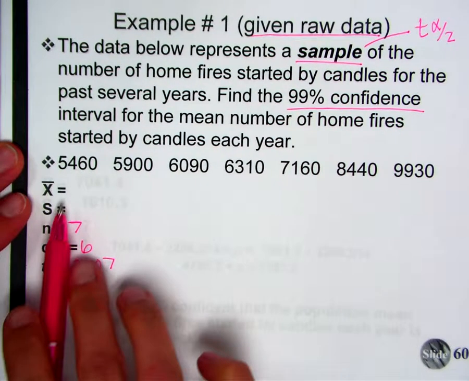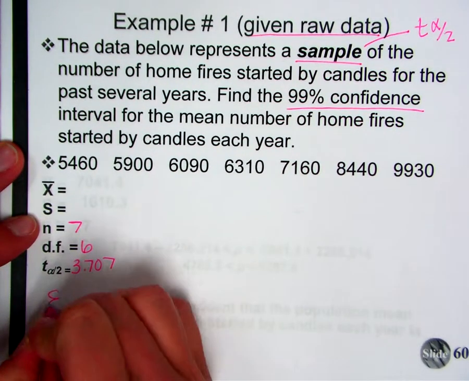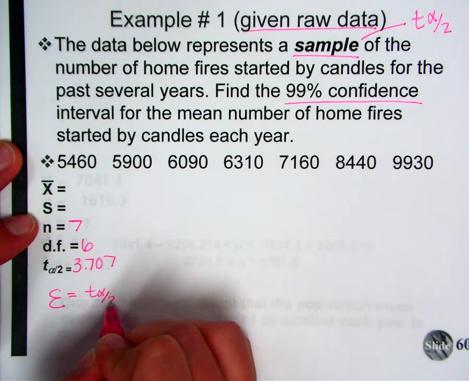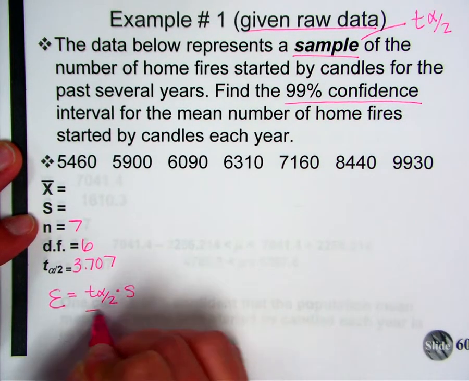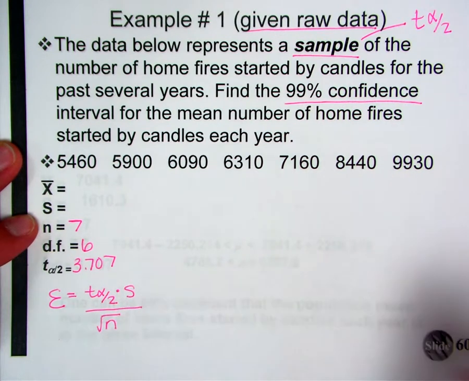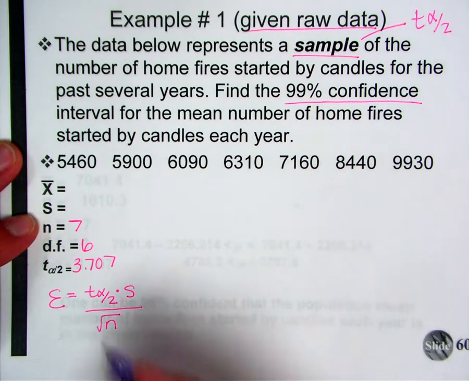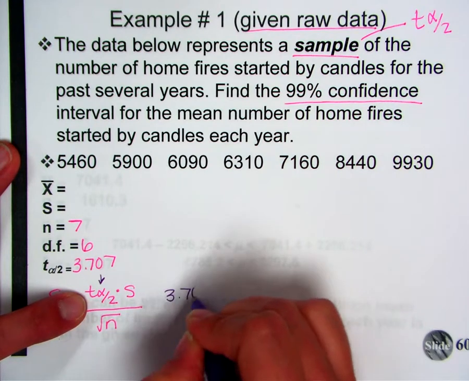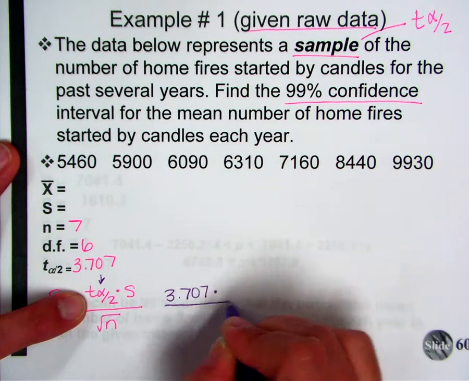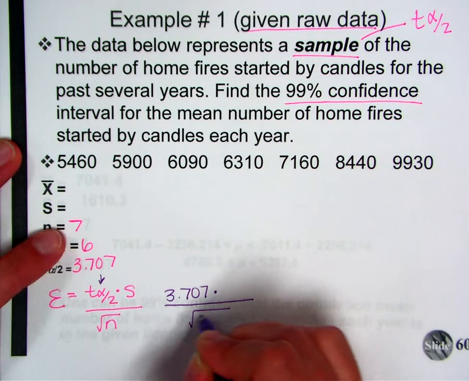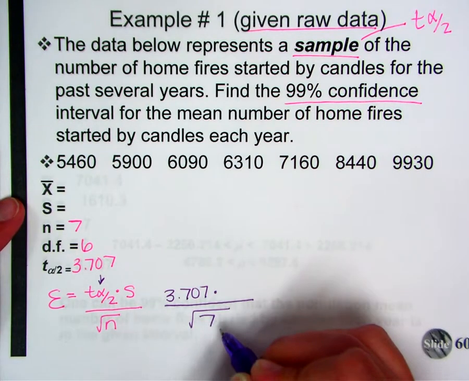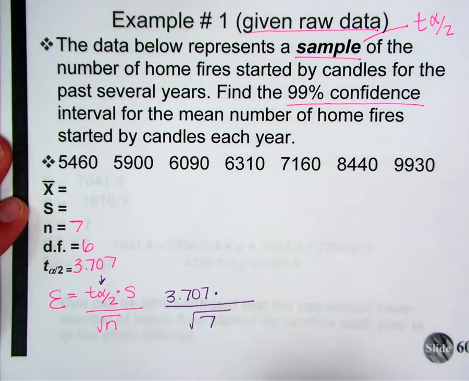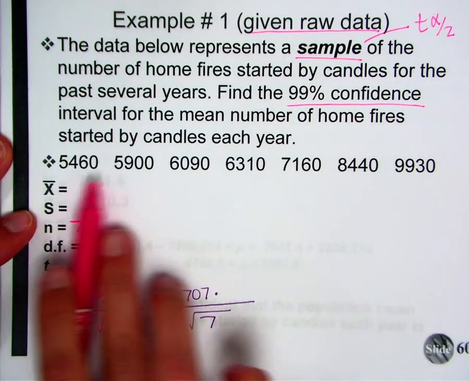Now I need to go find X bar and S, because think of my E formula. E is equal to T alpha over 2 times standard deviation, all divided by the square root of N. Well, I now have T alpha over 2, that's my critical value, so that would be 3.707. I don't know S, and I do know N, all divided by 7. The big mistake here is kids accidentally use degrees of freedom right there, so be very careful that you don't do that. Okay, now let's go ahead and find the average of all of these.